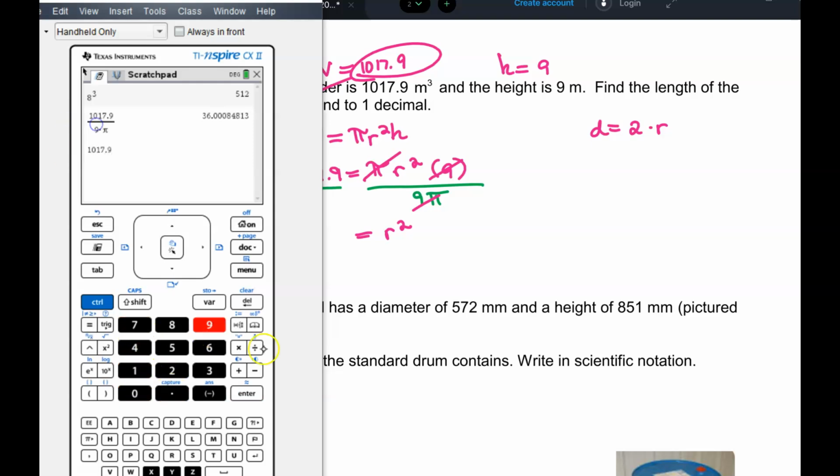Whoa. Let me ask you a question. When you divided by 9 pi, what happens if I don't divide the whole thing by 9 pi? It multiplies it. It ends up multiplying it. Then how do you divide the whole thing by 9 pi? So you can either do control divide, like that, or you could do 1,117.9 divided by, and then you have to put it in parentheses, 9 pi.